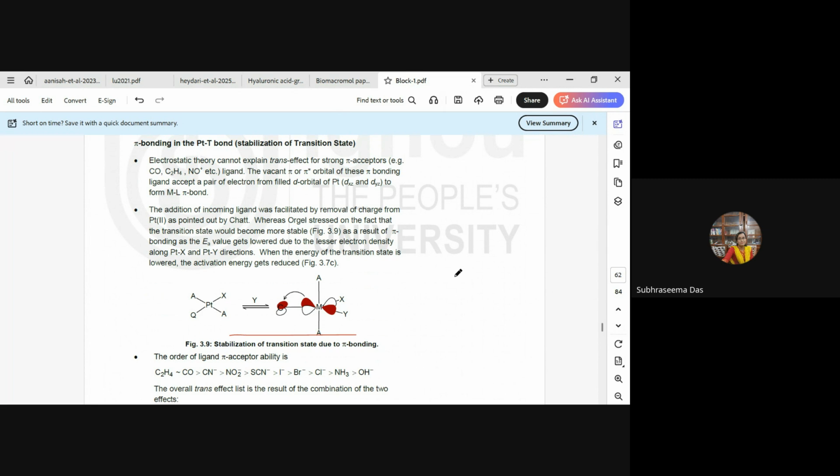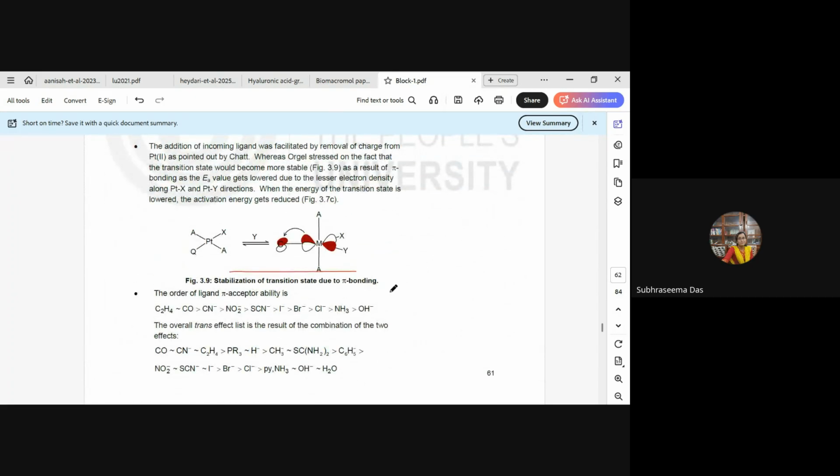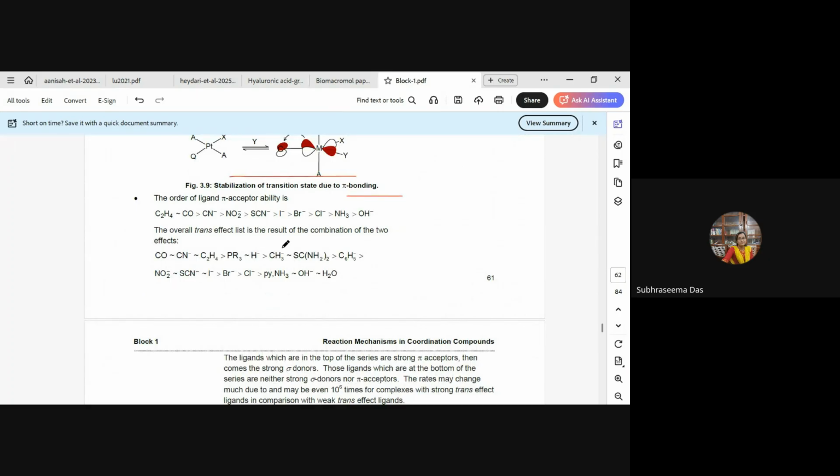Now when the energy of the transition state is lower, the activation energy gets reduced, and this is the stabilization of the state due to the pi bonding. So the overall trans effect here is the result of the combination of two effects.